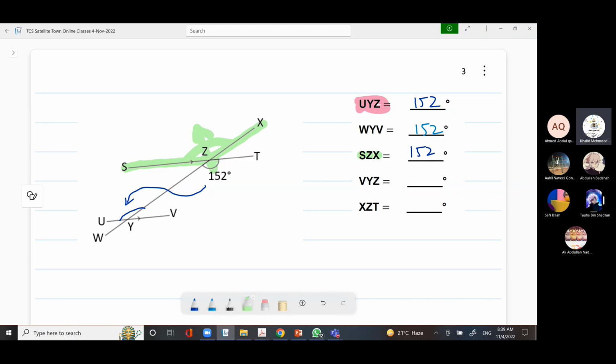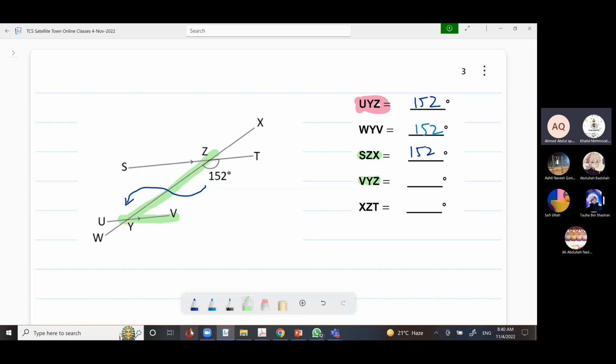Okay, then now V, Y, Z. So let's see. Sir, 152. Sure. V, Y, and Z. Sir, 152. This is a technical one, because this is same side interior. One is interior, the other one is also interior. So they are not corresponding.